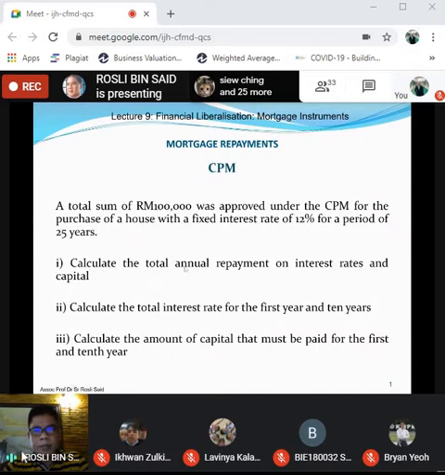So calculate the total annual repayment on interest rates and capital. That's number one. Number two, calculate the total interest for the first year and 10 years. That means how much is the interest for the first year, and how much is the interest in the 10th year. And calculate the amount of capital that must be paid for the first and 10th year. In this case, we have to calculate the capital only, but not the interest.